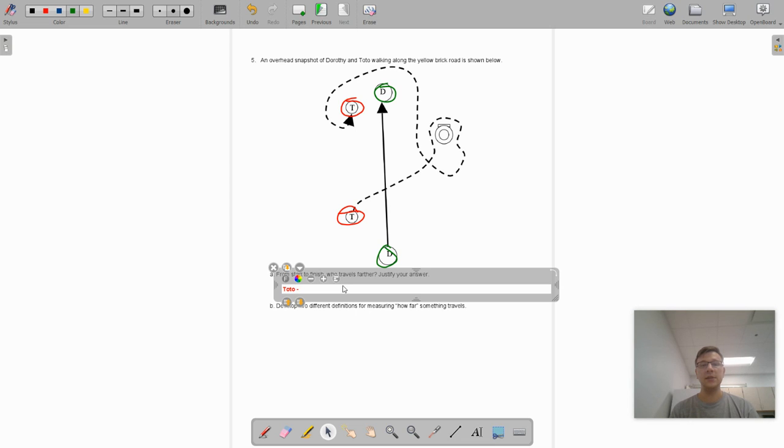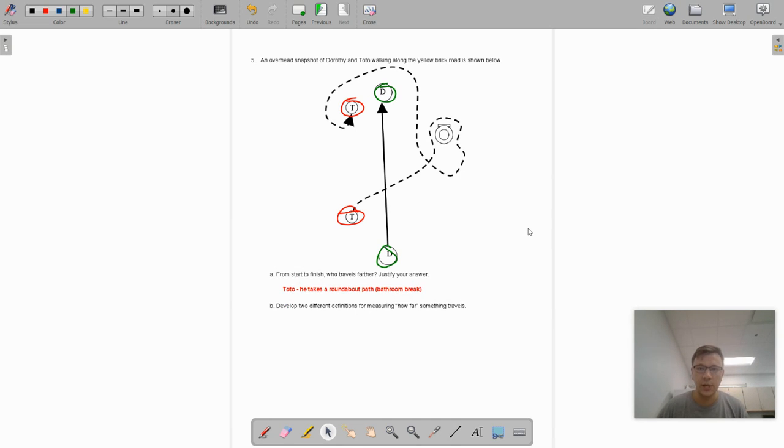And the reason for that is that he takes a roundabout path, right? He takes a bathroom break. Okay, goes over by the fire hydrant there. And so he's the dotted line, right? Toto's the dotted line. So Toto is moving all around. He's doing all this stuff, and then he ends up over by where Dorothy is. But Dorothy just goes in a straight line. So clearly that's going to be a shorter distance there. Okay.